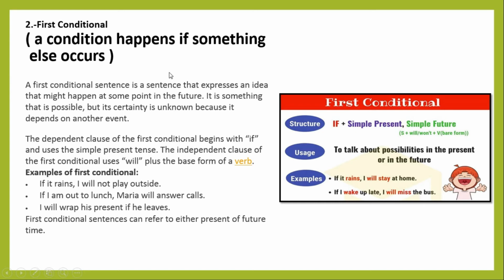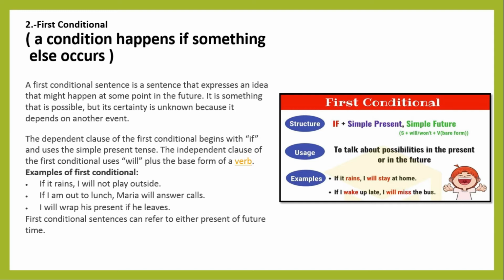Second of all, we've got the first conditional. The first conditional is a condition that happens if something else occurs. It expresses an idea that might happen at some point in the future. It is something that is possible, but its certainty is not guaranteed because it depends on another event. Remember the zero conditional was present simple plus present simple. Now the first conditional is present simple plus future tense.